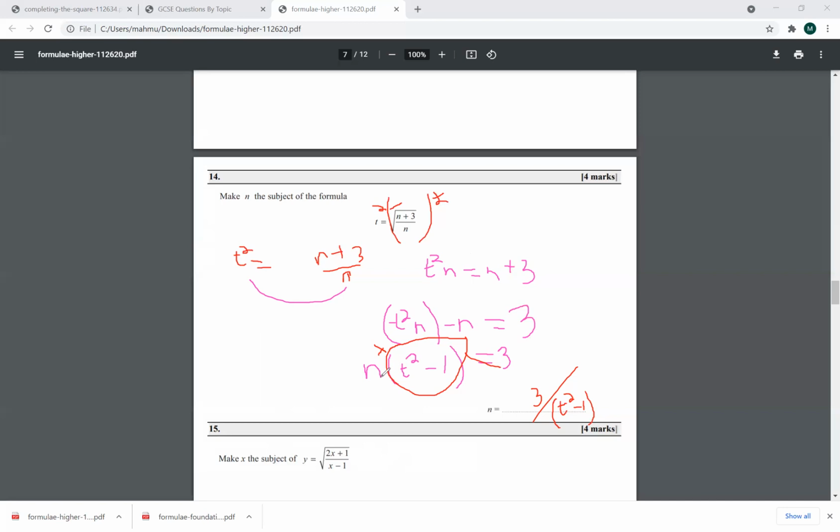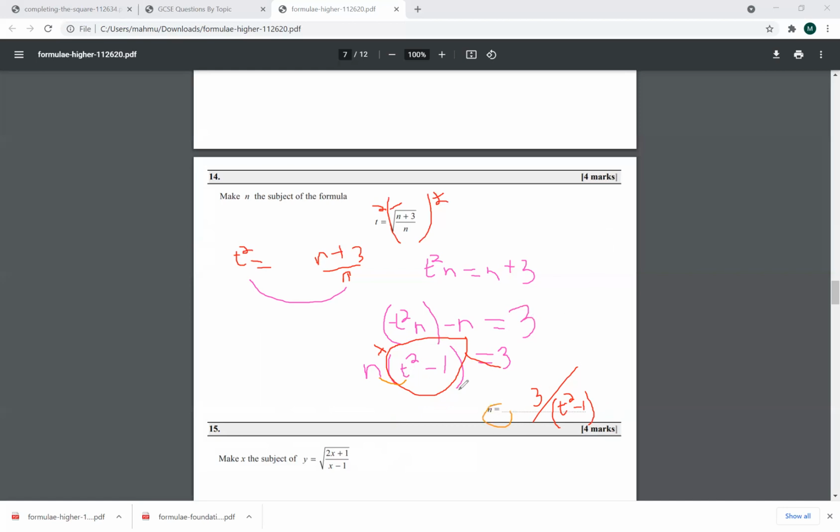Now to separate the n on its own, I had to put this t squared inside a bracket with minus 1. That still gives me the same answer. So that still gives me t squared n, and n times 1 is n, so minus n. That still gives me the same answer here. Does that make sense? Equals 3. Then I take the t squared minus 1 to the other side. It becomes divide. But at the moment, I'm timesing everything, n times the whole bracket, so I'll take the bracket to the other side. This is my n now.